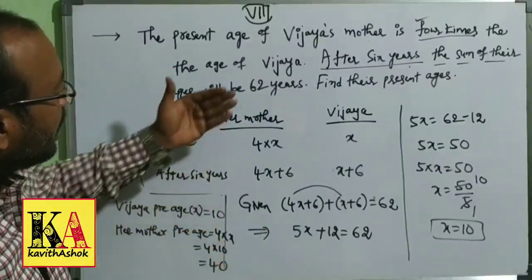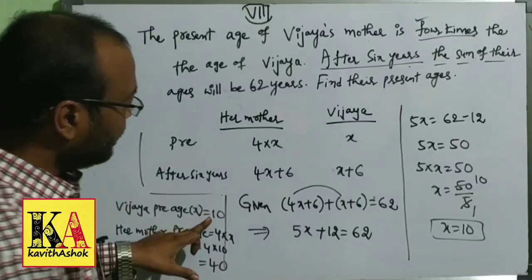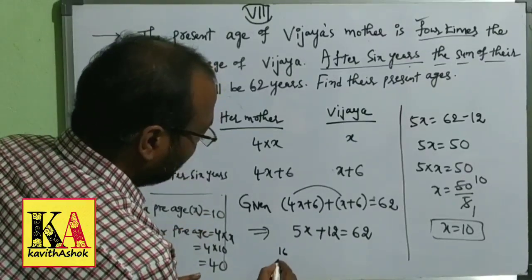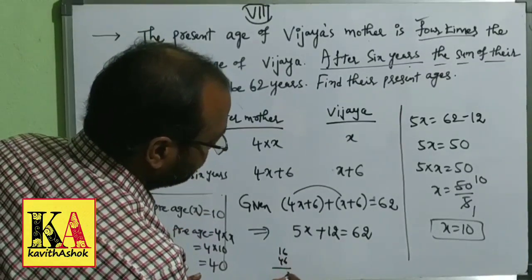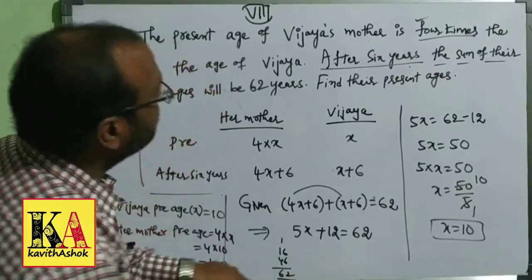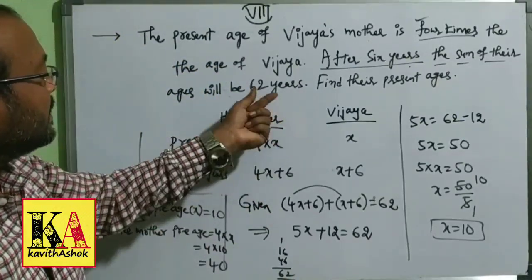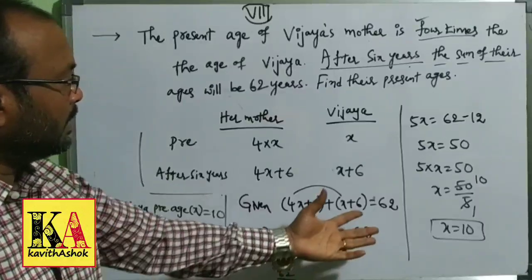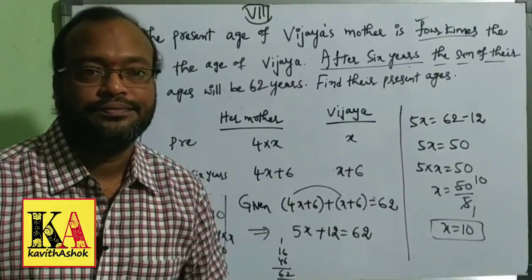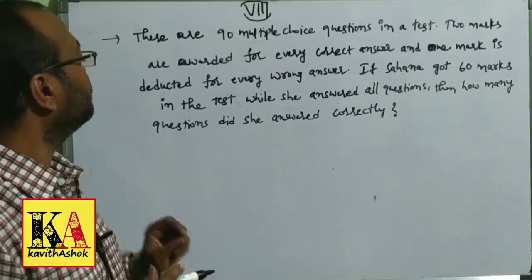In the same manner, after 6 years, 10 will become 16, 40 will become 46, 6 plus 6 is 12, and this is 62. So after 6 years, the sum of the ages will be 62. So like this we can calculate the answer. Right, one more important question.